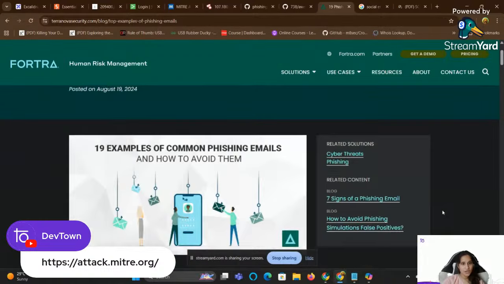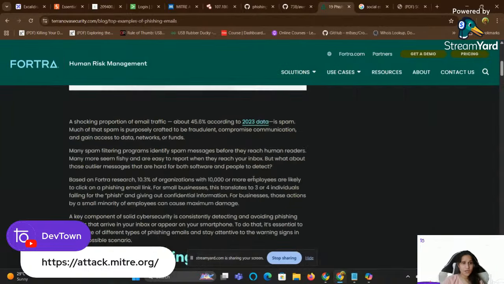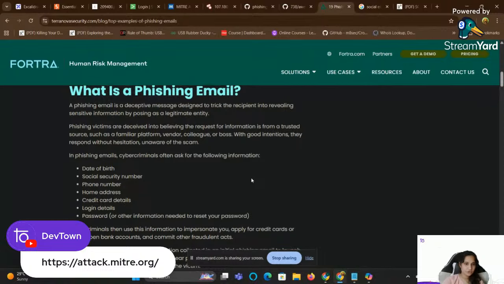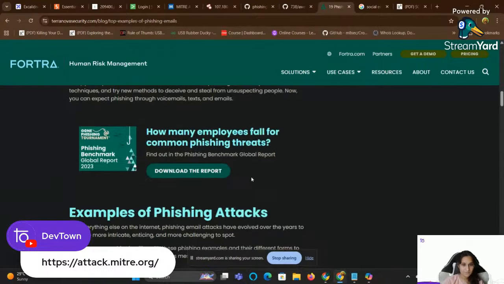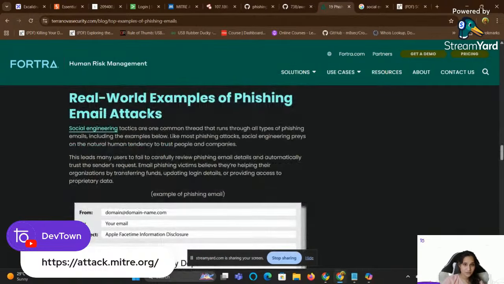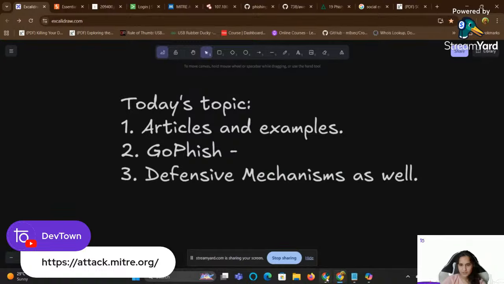Here you can see we are going to discuss 19 examples, particularly related to phishing email attacks and how you can avoid them. First of all, as mentioned, what is a phishing email? We have already discussed, guys, that it is a deceptive message designed to trick the recipient into revealing sensitive information. So we're not going to cover that once again. There are so many examples, but I'm sharing these real-world examples of phishing email attacks with you, so that if someone happens to miss this, they can see it.